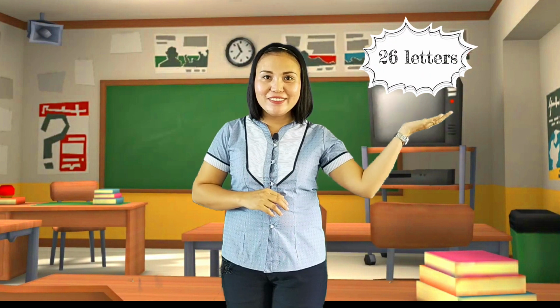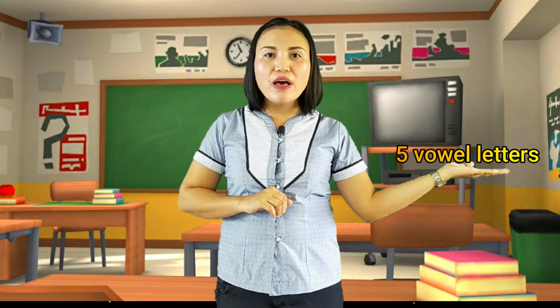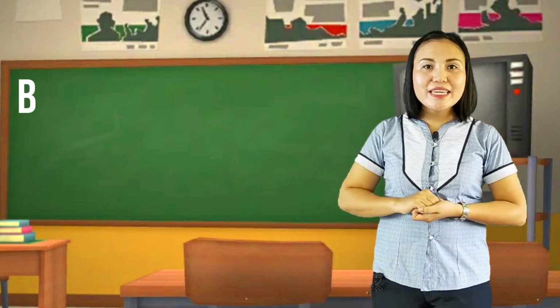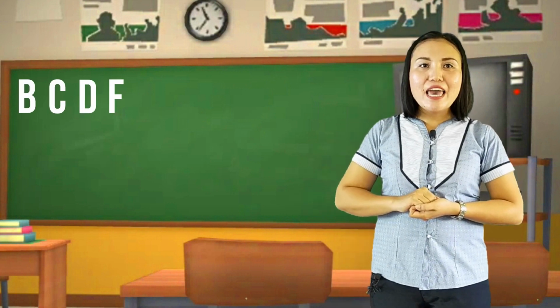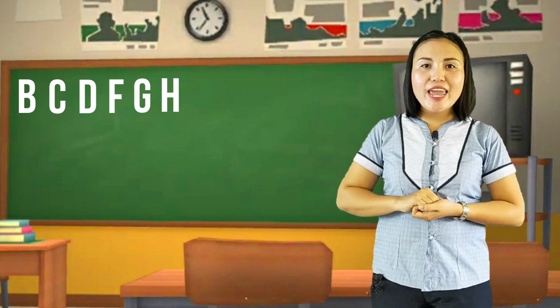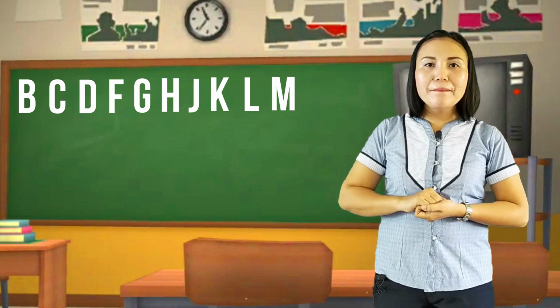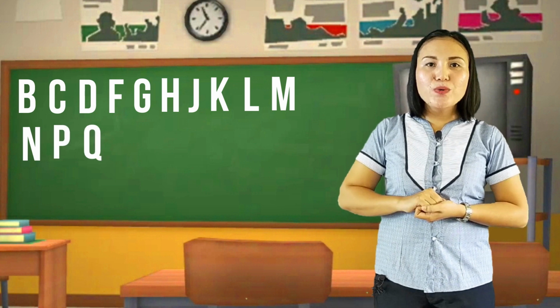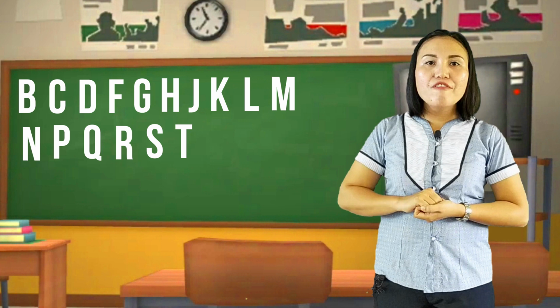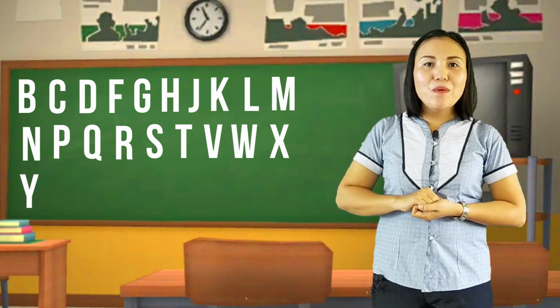As a review, how many letters does the English alphabet have? Yes, you're right! There are 26 letters. It consists of 21 consonant letters and 5 vowel letters. What are the consonant letters? Yes, you're right! B, C, D, F, G, H, J, K, L, M, N, P, Q, R, S, T, V, W, X, Y, and Z.